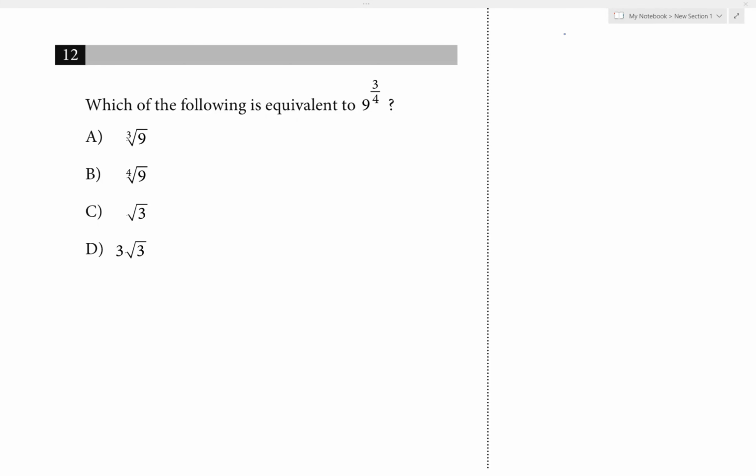So this is based on the exponent rule. If we have a fractional exponent like 3/4, we can rewrite it in radical form. The base number is 9, so 9 raised to the 3/4. In radical form, the denominator is a 4, so on the outside, we should have a 4th root.